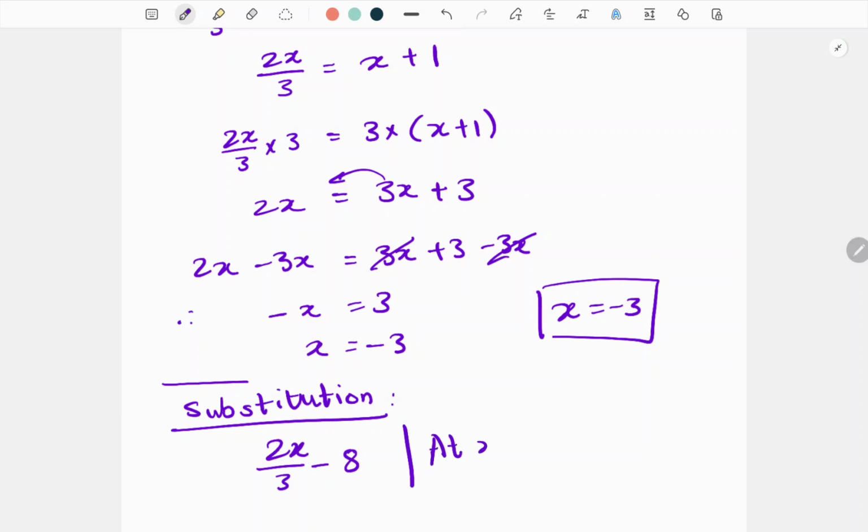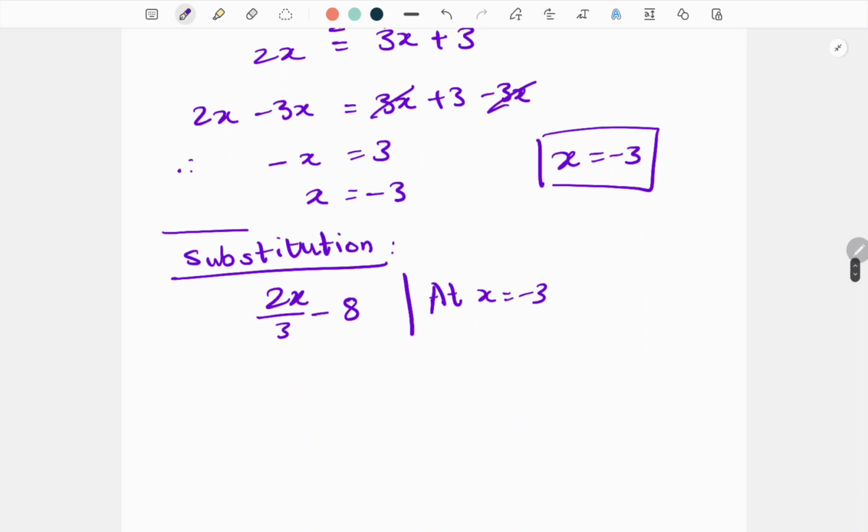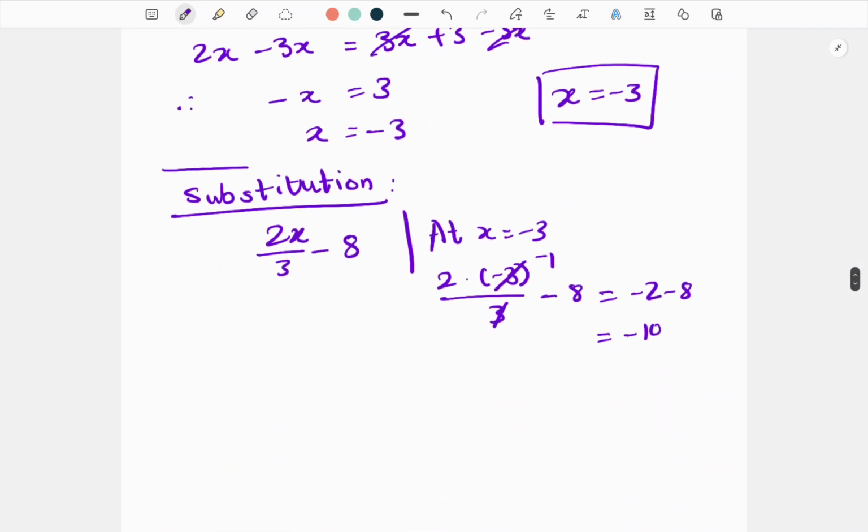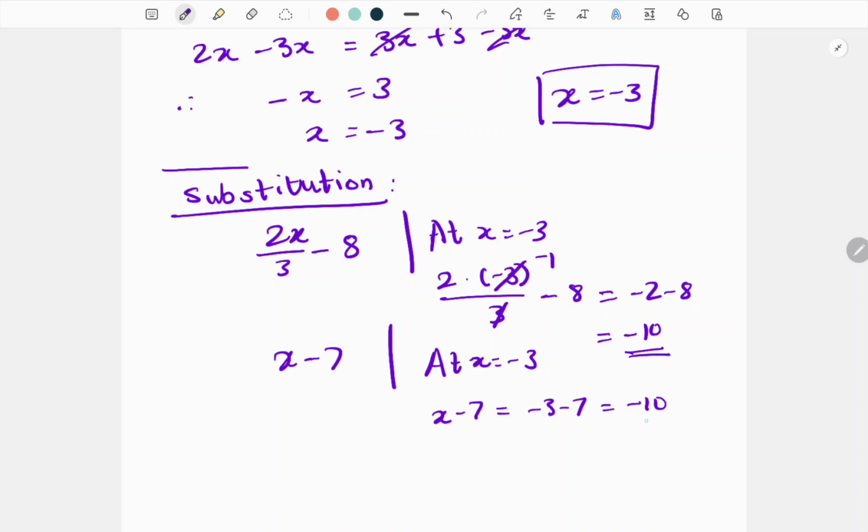At x equal to minus 3, I have 2 times minus 3 divided by 3 minus 8, which is minus 2, minus 8, which is minus 10. And the right hand side is x minus 7. So I have x minus 7 is equal to minus 3 minus 7 is equal to minus 10. So our answer matches here. Minus 10 is the left hand side and minus 10 is also the right hand side.